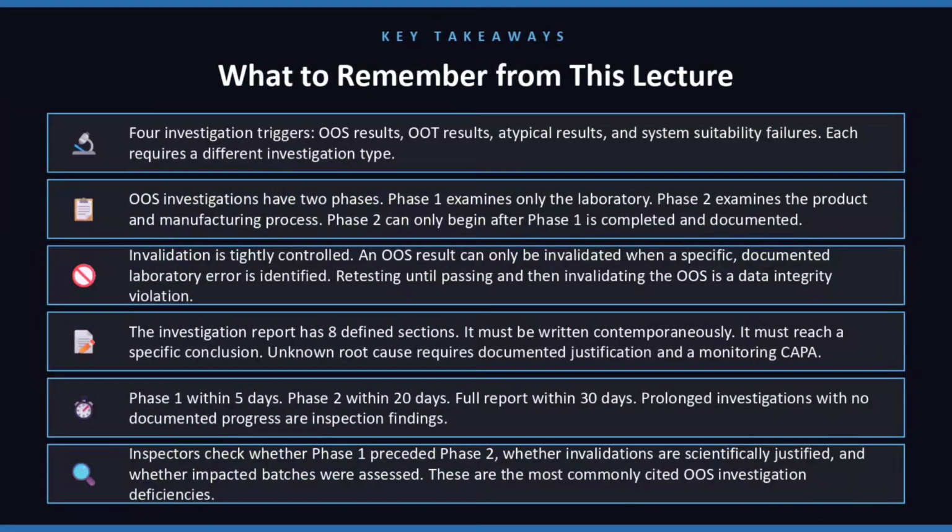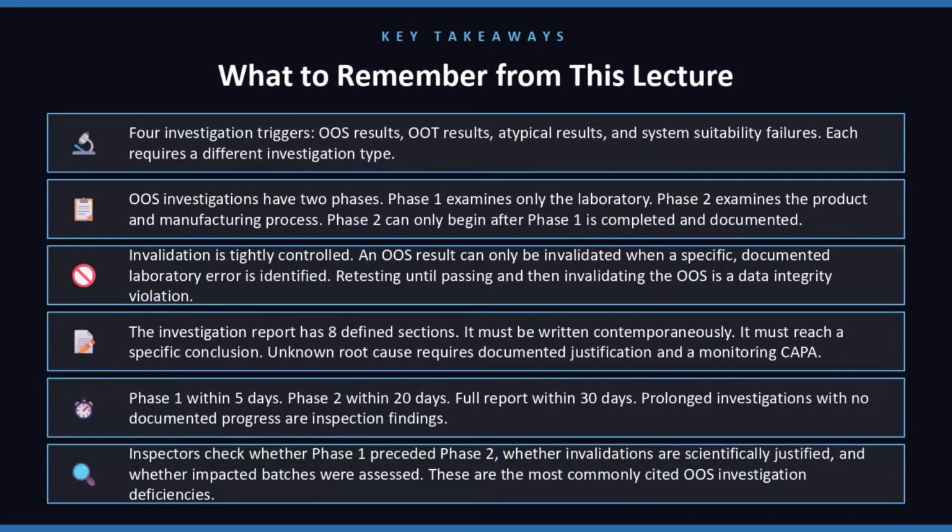Let us bring Level 2 to a close with the key takeaways from this final lecture. Number 1. 4 triggers for laboratory investigations: OOS results, OOT results, atypical results, and system suitability failures. Each requires a different investigation type and depth. Number 2. OOS investigations have 2 phases. Phase 1 examines only the laboratory. Phase 2 examines the product and manufacturing process. Phase 2 cannot begin before Phase 1 is complete and documented.